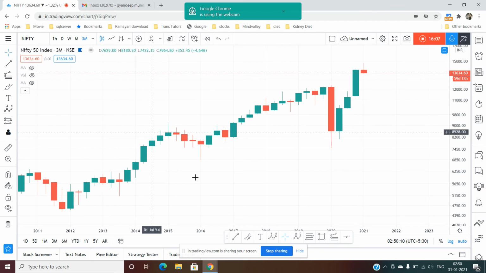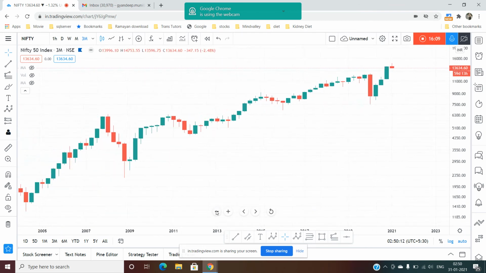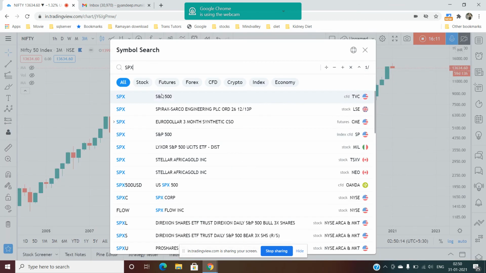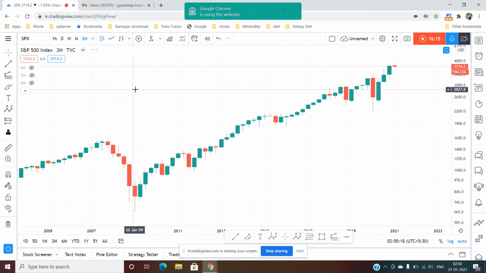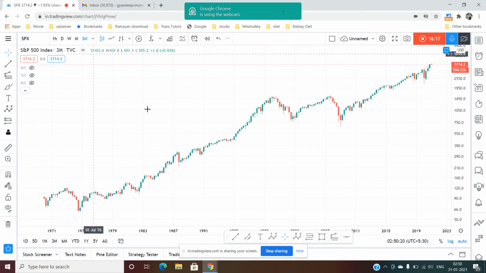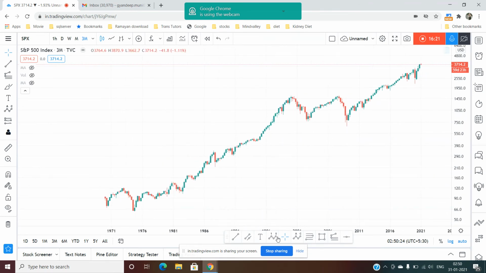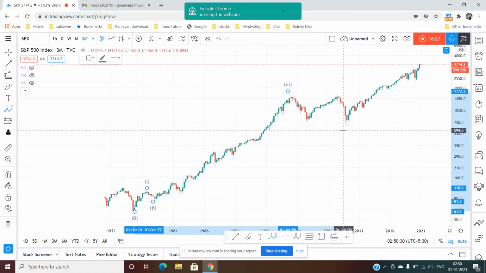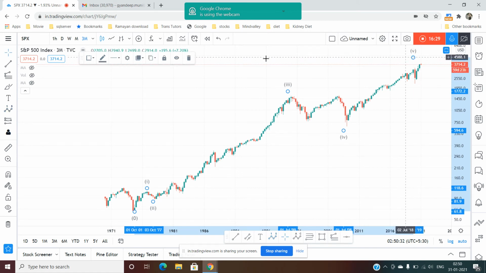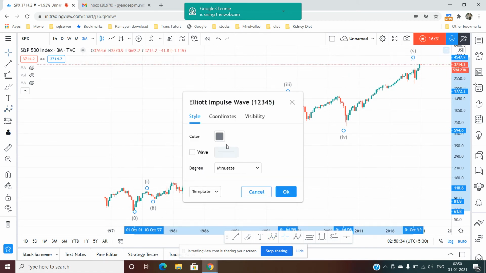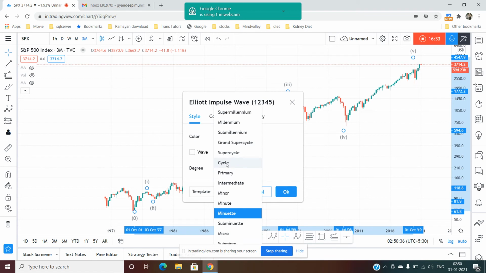We'll go and see the S&P 500. Here also we can very nicely see 1, 2, 3, 4, and this can be a fifth wave of the higher cycle.